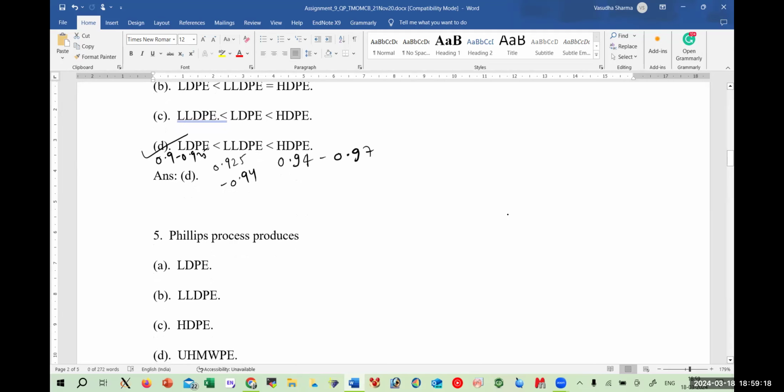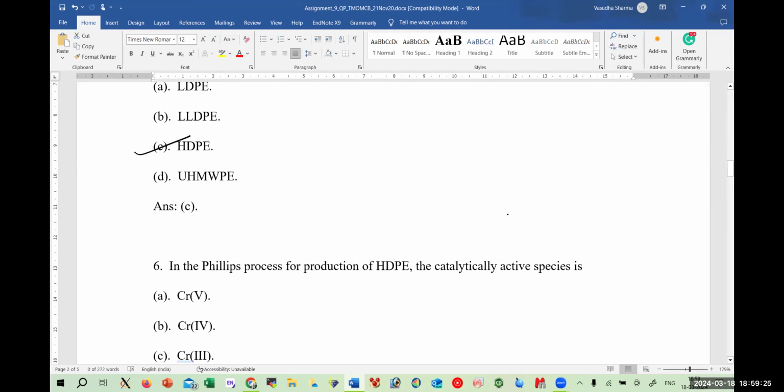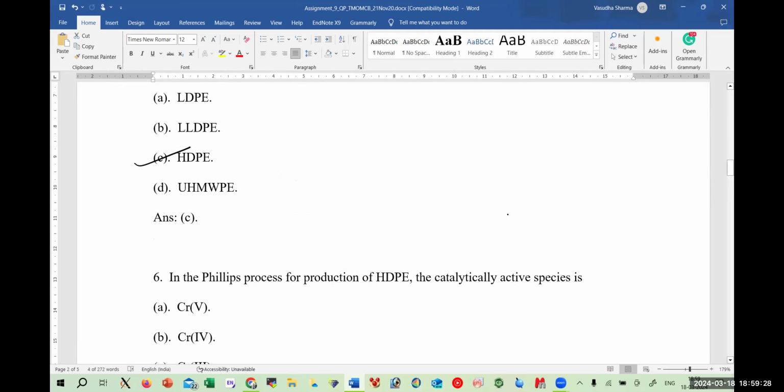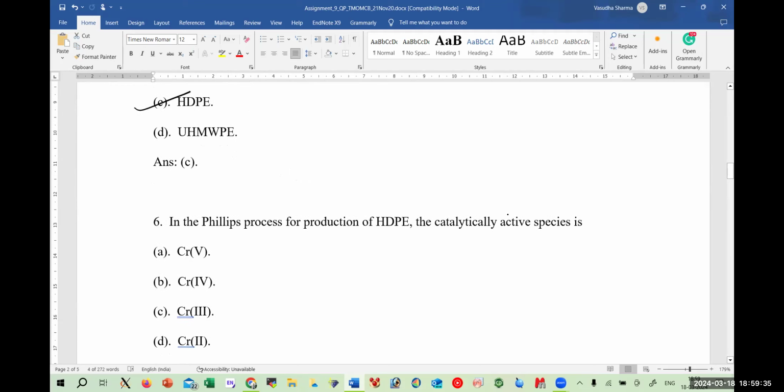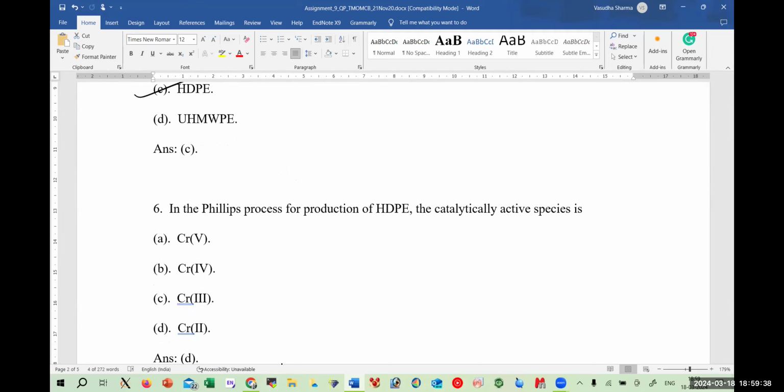Also, now we know that the Phillips process produces HDPE because there was a limitation with LDPE. So it produced HDPE at low pressures. In the Phillips process for the production of HDPE, the catalytic active species we have already talked about was chromium in plus two, where we start with chromium in plus six, and then it converts to make an active species of chromium in plus two, where it is connected with your ethylene molecules.